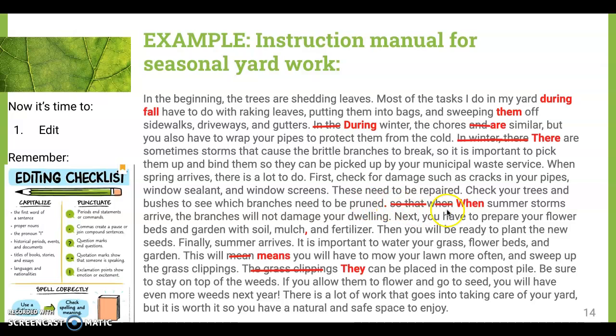When summer storms arrive, now I've changed another season. Next, that's a linking word. I'm still talking about summer. Then, and finally. Then. Those are linking words. When I say finally, summer arrives, that's a transition. I'm telling you that it's not spring anymore.